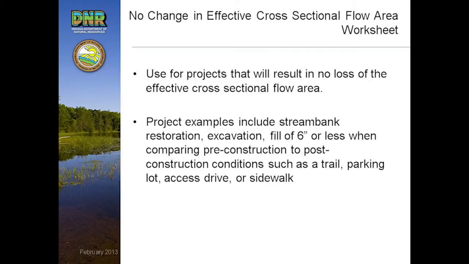Let's take a quick look at each of the non-modeling worksheets. No change in the effective cross-sectional flow area. This method is used for projects that will result in no loss to the effective cross-sectional flow area. Project examples include stream bank restoration, excavation, fill of 6 inches or less when comparing pre-construction to post-construction conditions, such as a trail, parking lot, access drive, or sidewalk.